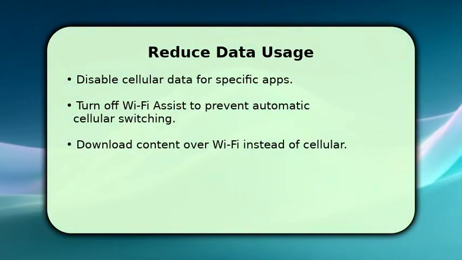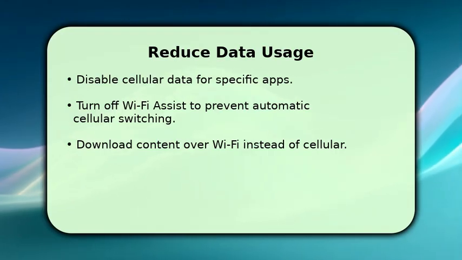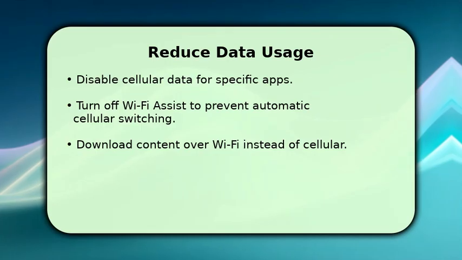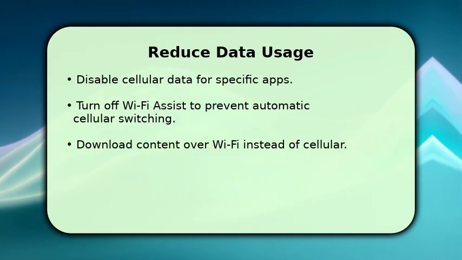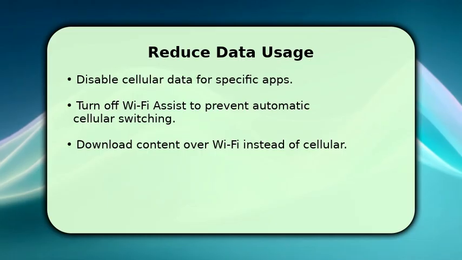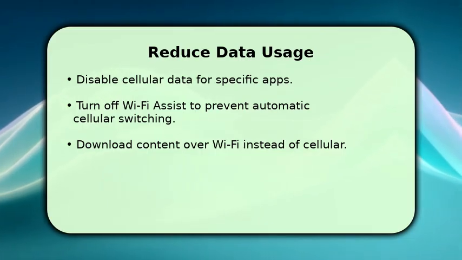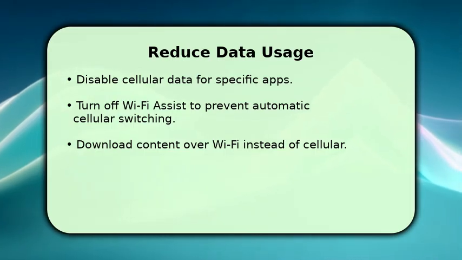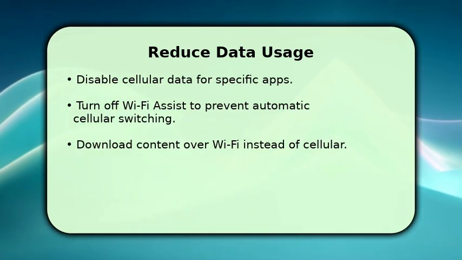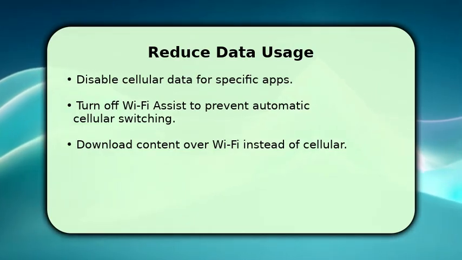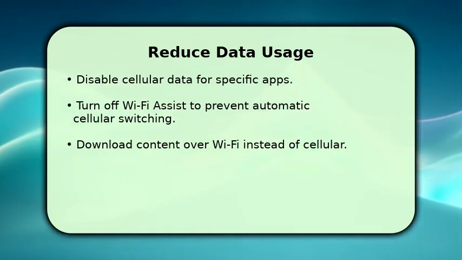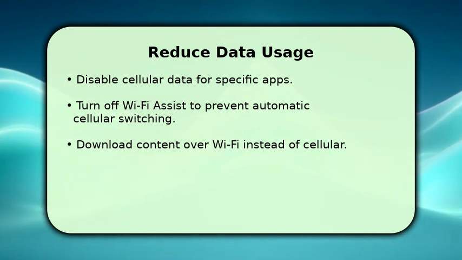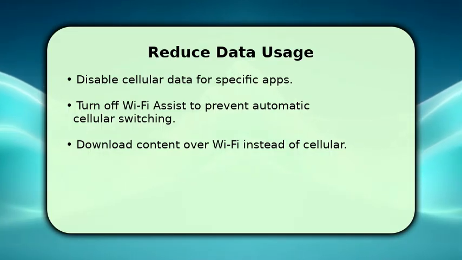To reduce data consumption, you have several powerful tools at your disposal. First, you can selectively disable cellular data for apps that don't require constant internet access. Next, consider turning off Wi-Fi Assist, which prevents your iPhone from automatically switching to cellular data when Wi-Fi is poor. Always download large files or stream high-quality content over Wi-Fi. Lastly, enabling low data mode can significantly reduce background data usage across all cellular connections.